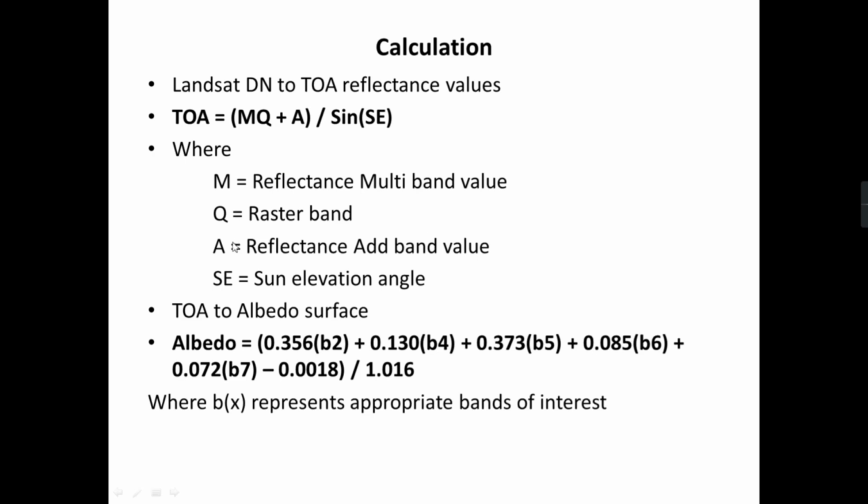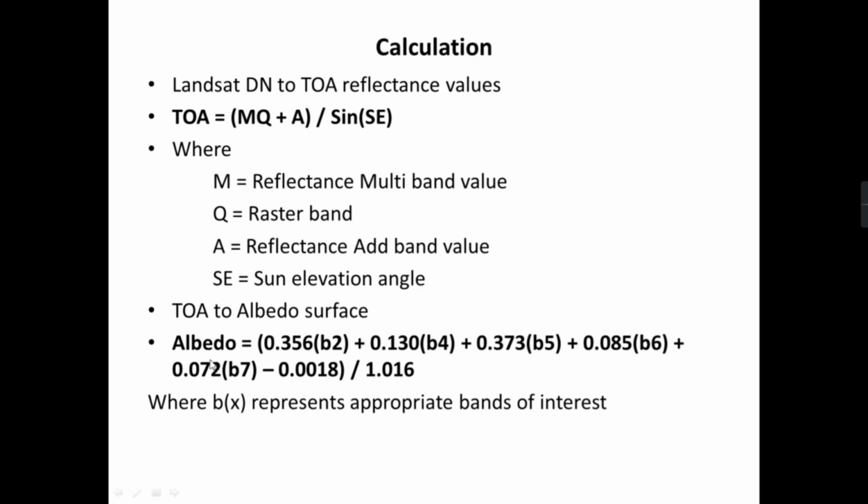These are the M, A and the SE values from the MTL text file. And this Q represents the raster band which you're going to multiply with these values. After converting this into top of atmosphere reflectance data, we have to convert the top of atmosphere reflectance to the albedo surface. For that you have to apply this formula. These are the coefficients which you have already obtained. So you just have to multiply the bands with the appropriate coefficients to get the final product.